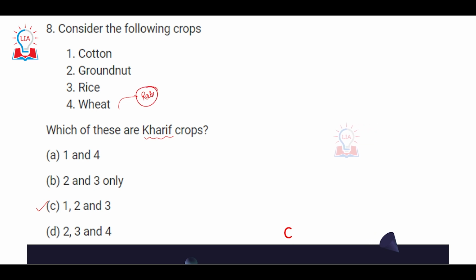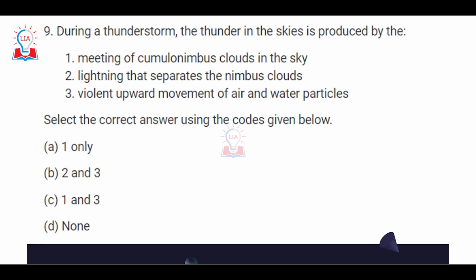Basically, to tell you the difference, Kharif crops are those crops which are sown in the summer season and harvested in the winter season, while Rabi crops are those crops which are sown in the winter season and harvested in the summer season. So the wheat crop is an example of Rabi crops.